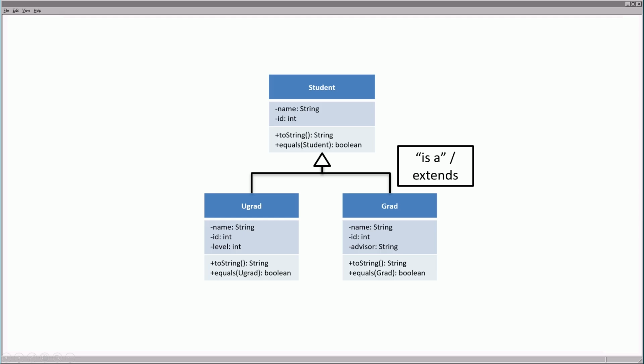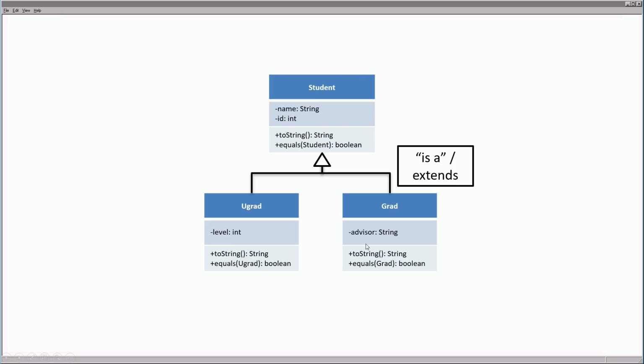And now, because they are inheriting the properties name and ID from this class, we can remove those properties from ugrad and grad. Because effectively, we have absorbed the properties inside of here, and we can access and mutate them by calling the superclass's, the student class's, name and ID methods.